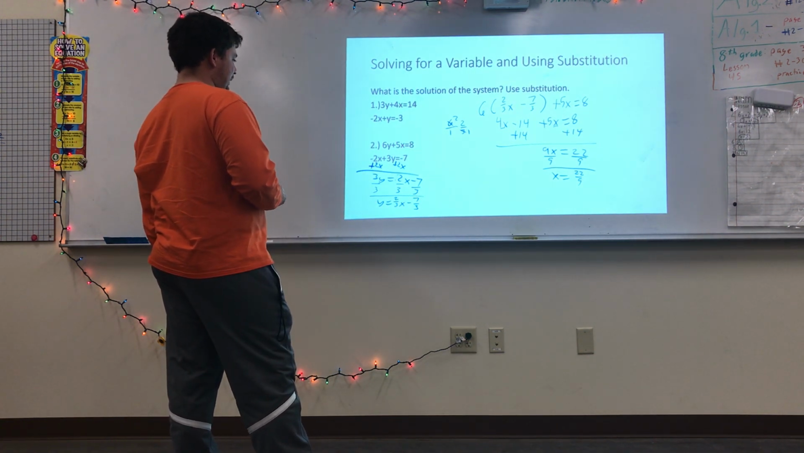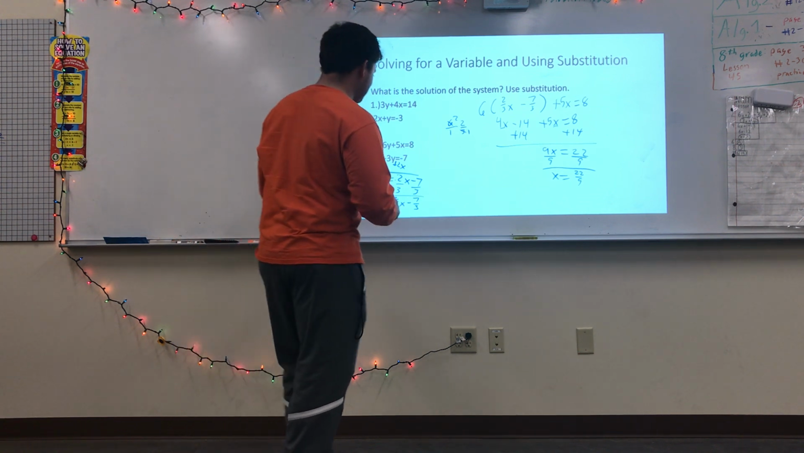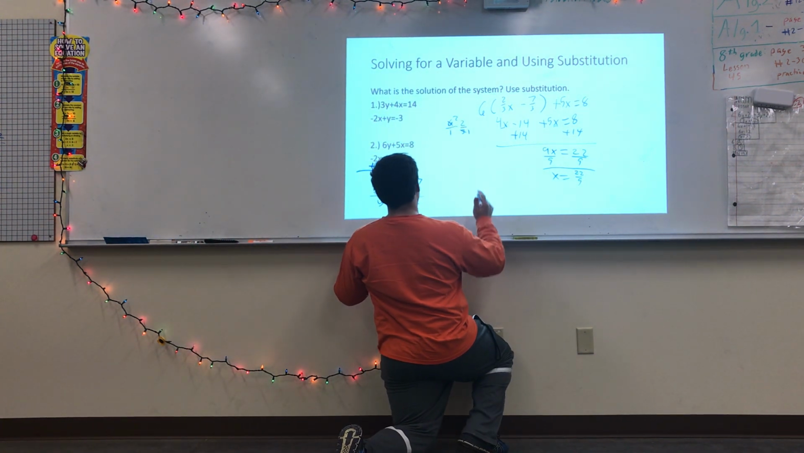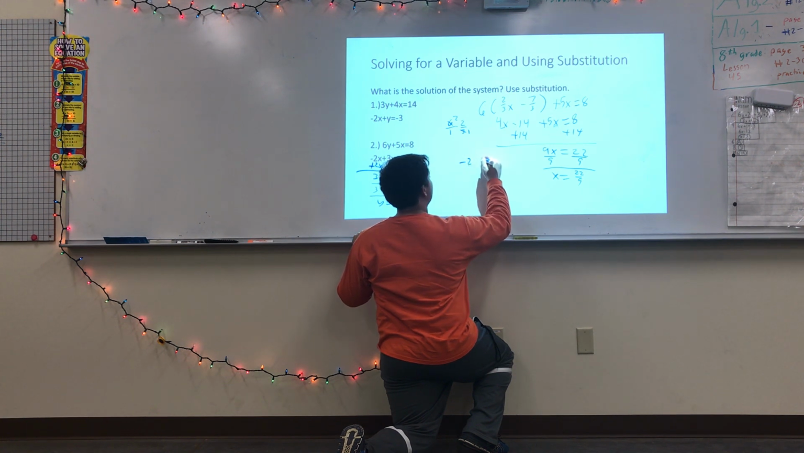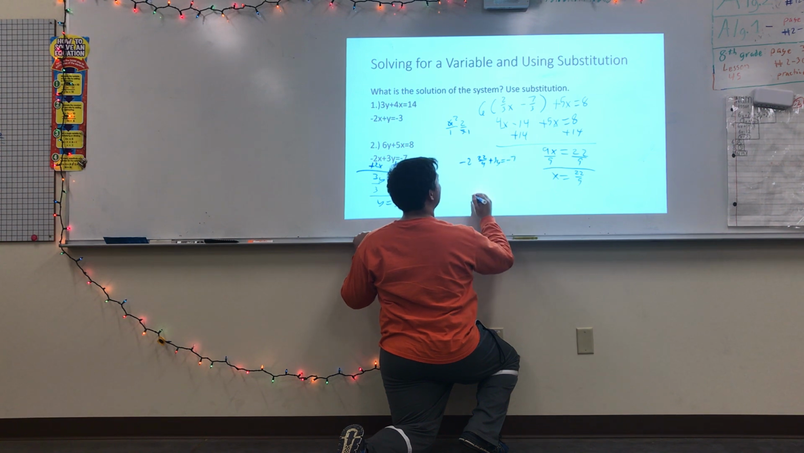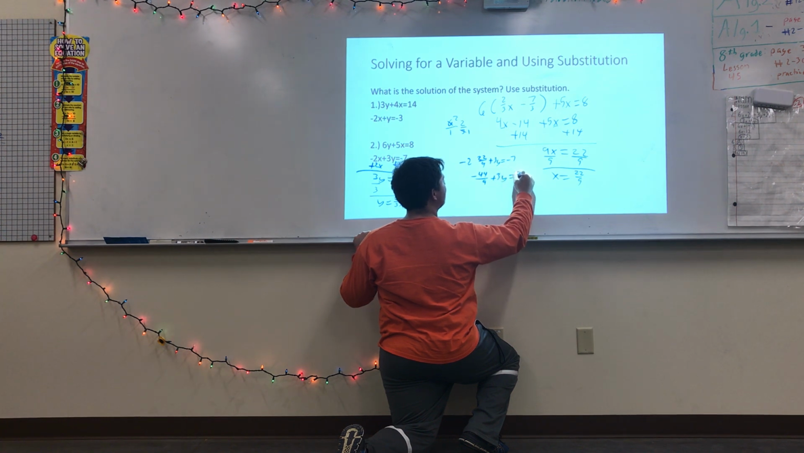I don't see a really good place to put this one in there. So I'm probably going to go with the smaller numbers again. I'm going to go negative 2 times this 22 over 9 plus 3y equals negative 7. I'm going to get negative 44 over 9 plus 3y equals negative 7.